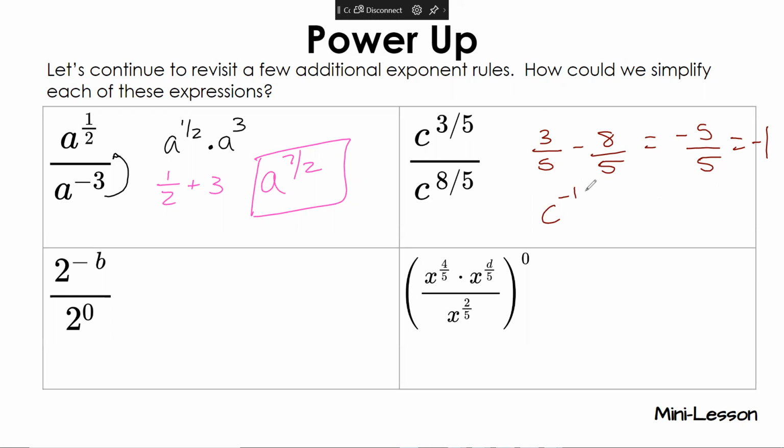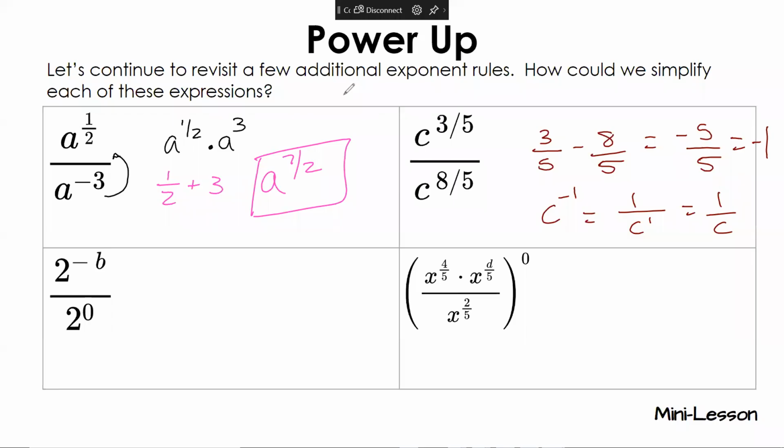Now, your answer choices probably are not going to be written like this. They're going to want you to have positive exponents. So how do I make this guy positive? How do I make the exponent positive? What do negative exponents do to our fraction? Flip it. So we're going to flip our fraction. So this is going to be 1/c.